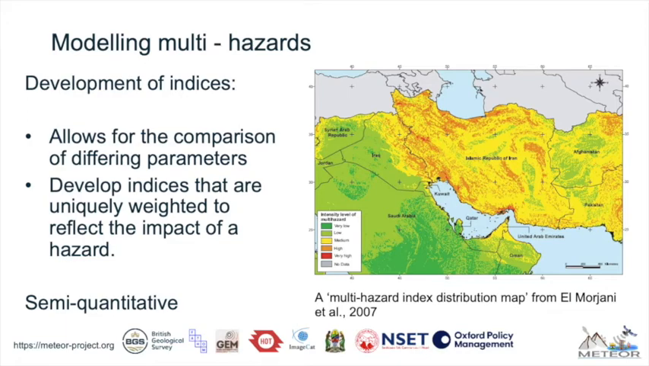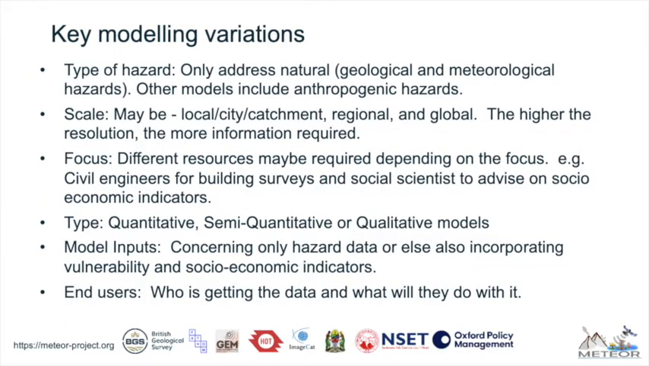The complexities I have touched on in the previous slides have led to the development of many methodologies for assessing multi-hazards. It is perhaps not surprising that these methods can vary a lot from each other. There are several very useful and detailed reviews available that outline the current state of the art, the references for which can be found at the end of this talk. Generally speaking, however, the variations of models fall into the following categories.